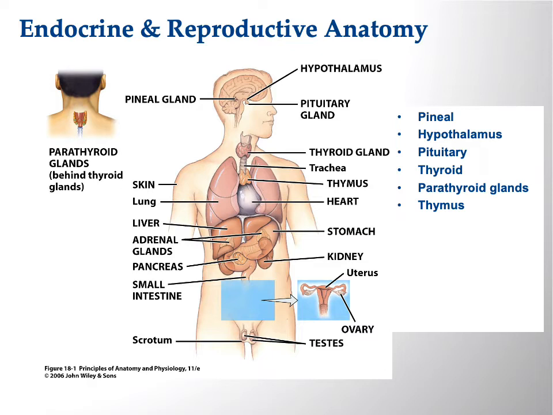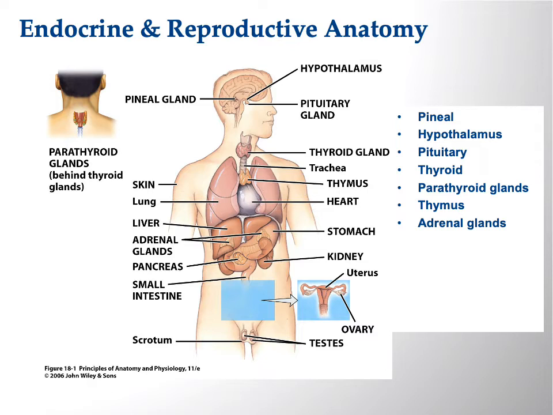Thymus, we already also know about. This was an organ of the lymphatic system. So it's where your T cells go to boot camp. Remember, T cells get trained. All your white blood cells are born in the red bone marrow. The B cells get homeschooled, whereas the T cells go to boot camp in the thymus.